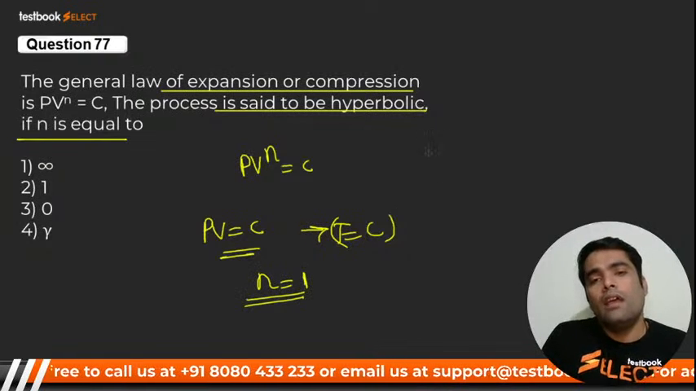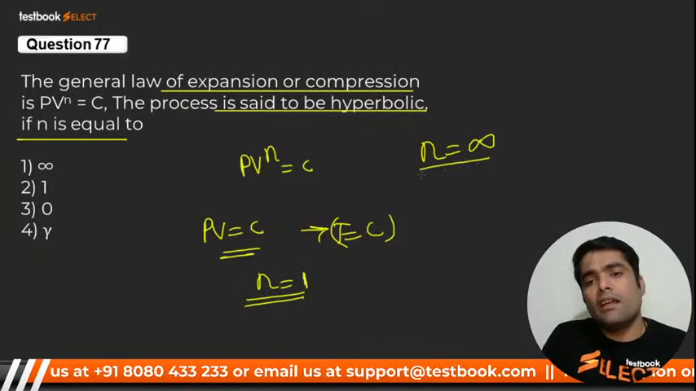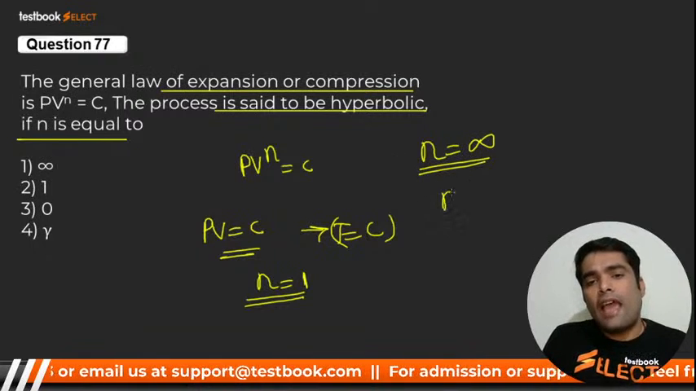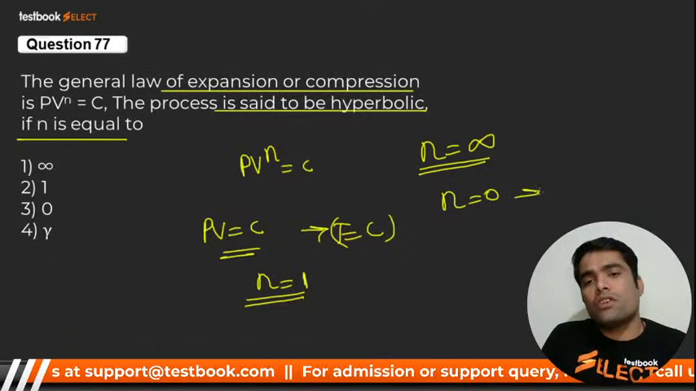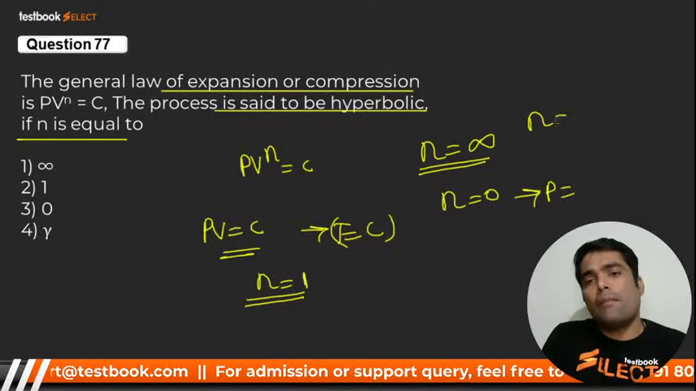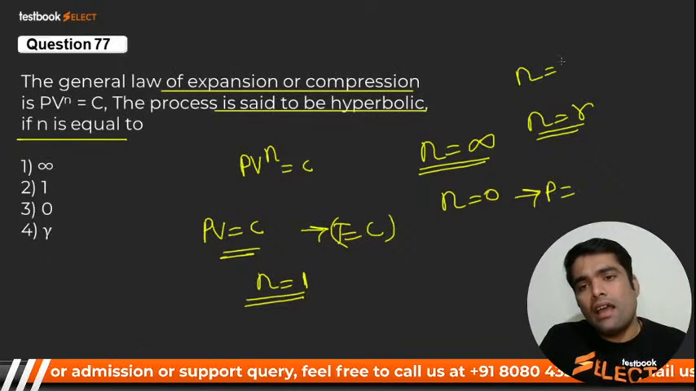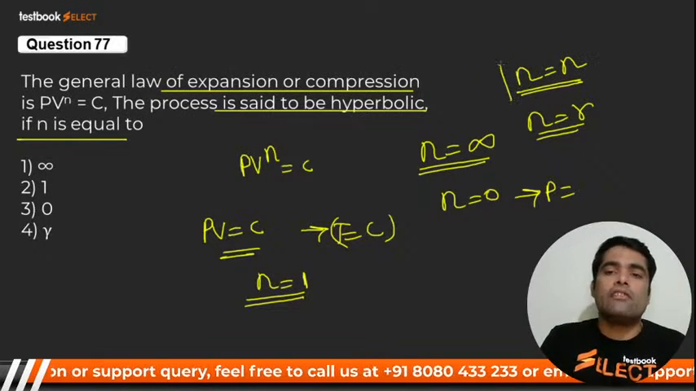The value of n is 1. The value of n as infinity means what, my dear? It is constant volume. If the value of n is 0, it is constant pressure. If the value of n is gamma, it is adiabatic. If the value is n, then it is none other than polytropic.